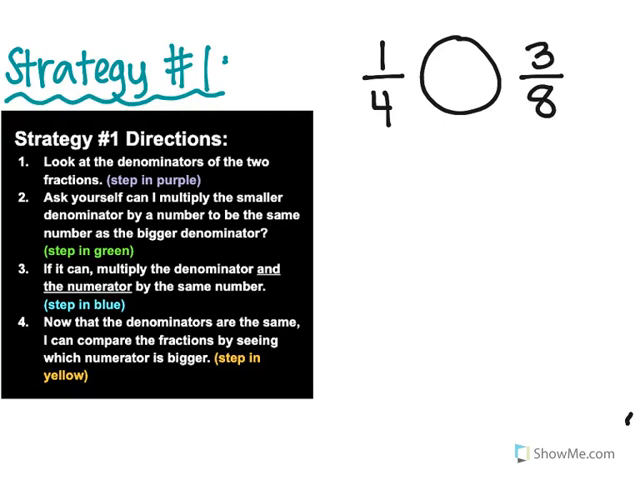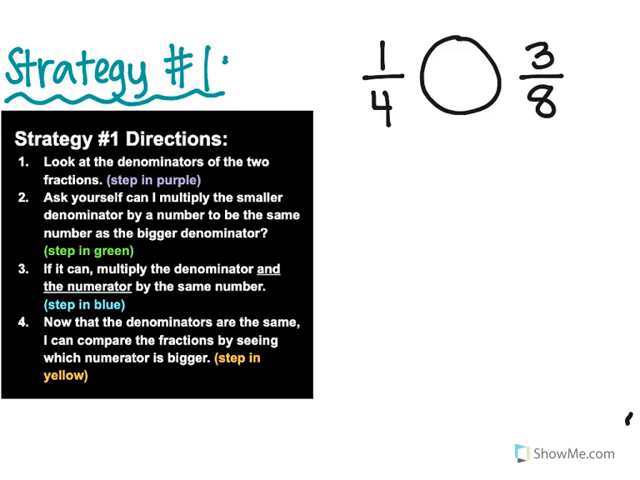Okay, boys and girls, so we are working on strategy number 1. Strategy number 1 is where we are using our bigger number. So we're going to use the bigger number to be the denominator, and we're going to make the smaller one become the same as the bigger number. So that will make sense all in a second.